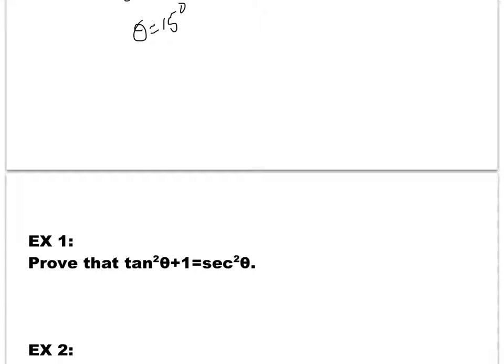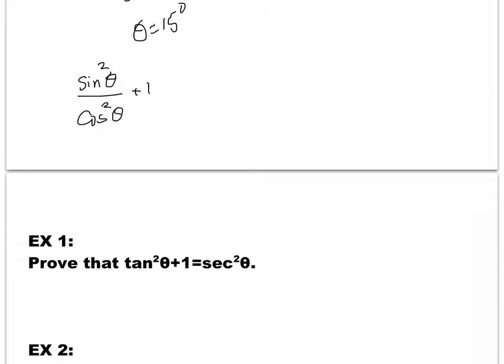Okay, now let's see how we can prove tan squared theta plus 1 is secant squared theta. I'm going to start with the most complicated one, which is the left one. Doesn't mean that you have to start from left, but usually you start with the one which is a little bit more complicated. Now, I'm going to write the tan squared, and remember, tan is sine over cos. So I can write this one as sine squared theta over cos squared theta plus 1.